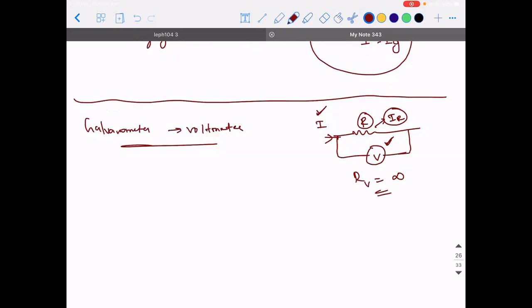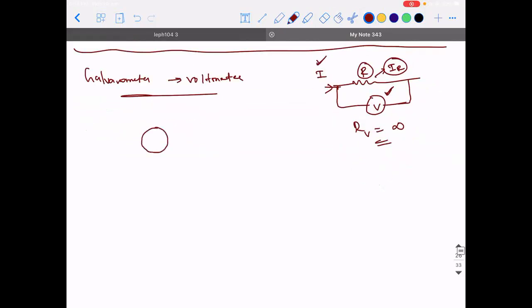So, I gave you a galvanometer. Now you opened everything, and you're able to see the coil inside it. To this galvanometer, what are we supposed to do? We need to connect a resistor in series, which I will call RS, and this resistance should be of high value so that this whole device is a voltmeter.